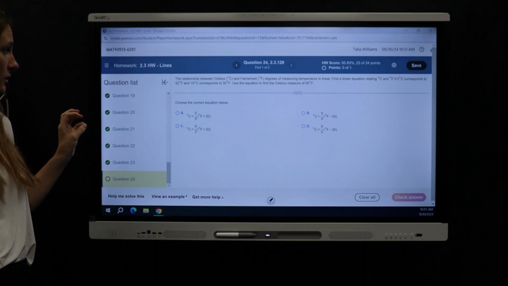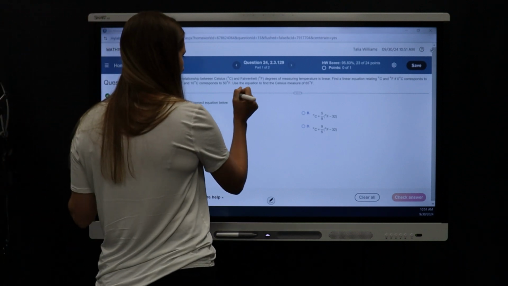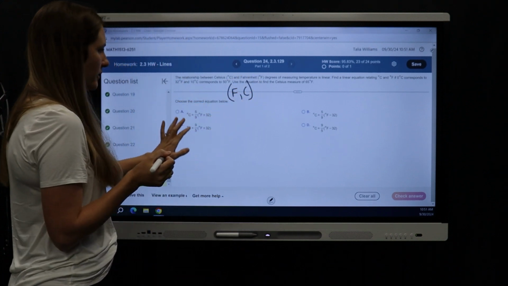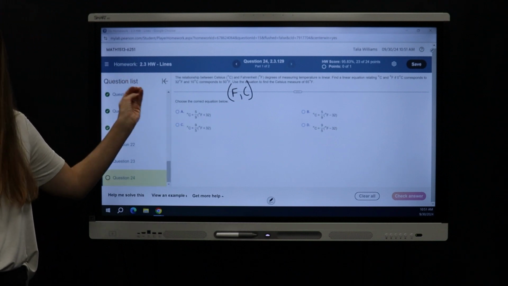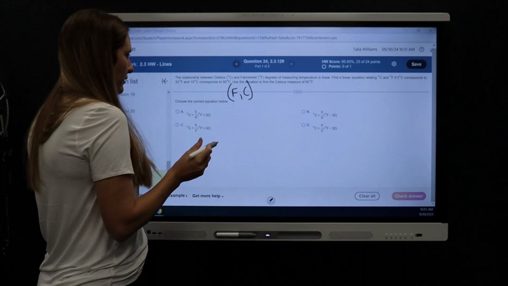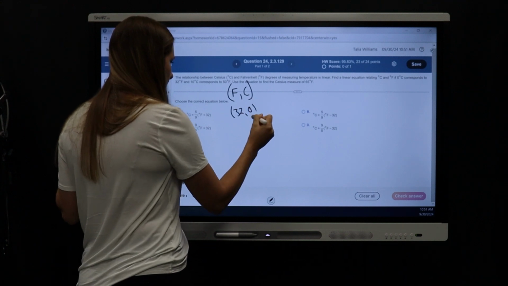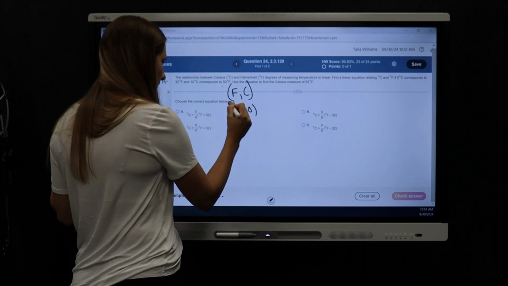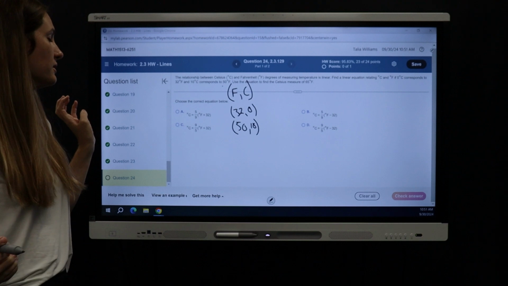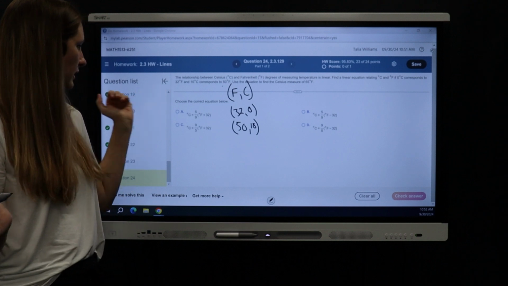First off, this is the actual equation, so you can find it. Since they have C equals on all this, C's in the y spot, like if we were writing y equals mx plus b. So I'm going to have F and C here. And then we have 32 and 0, and then we have 50 and 10. So we're going to find our slope, and then we're going to plug this in and get our equation.